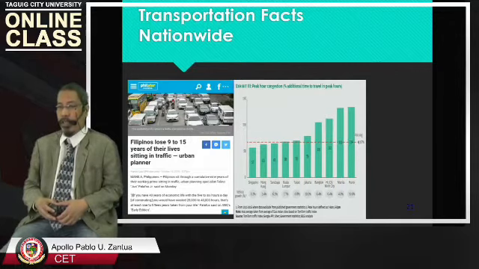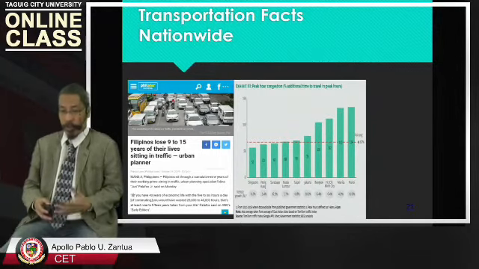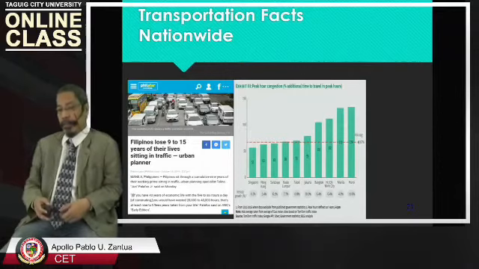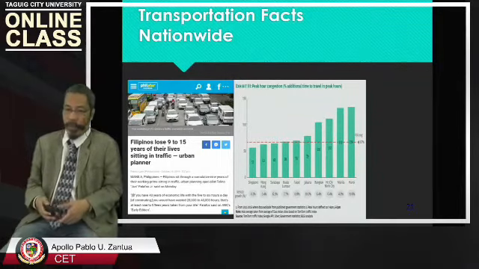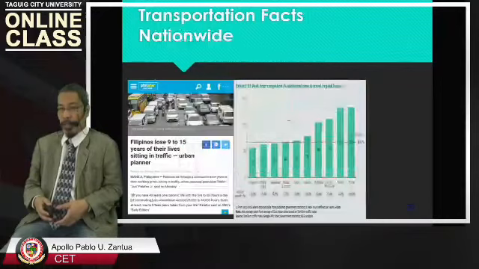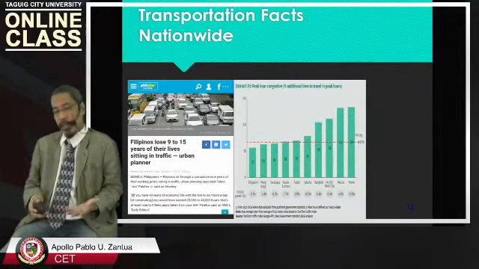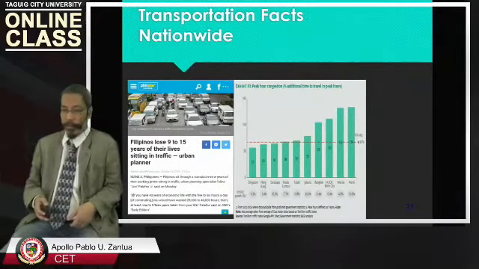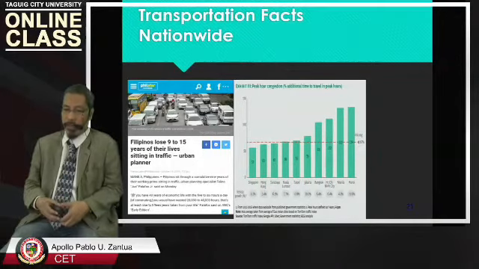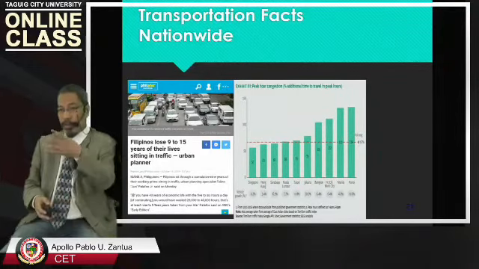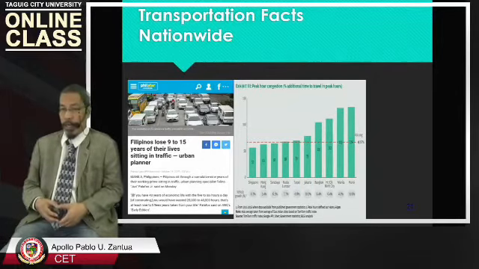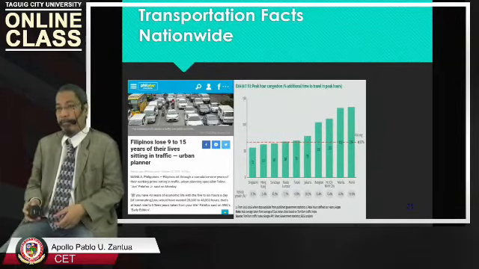Number of years we lost in the name of traffic. Okay? 9 to 15 years of our lives are lost due to traffic, according to scientific estimate. Imagine that if my life would be 70 years old, then minus 10, so I will live just up to 60 years old because 10 years will be lost for traffic. Okay?